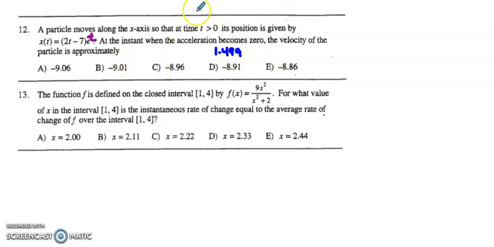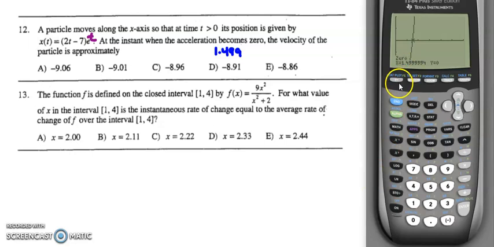Now I want to find the velocity of the particle at that time. So what I'm going to do is go back to my graph screen, and I'm going to turn on the graph of the velocity function by hitting enter when I hover over the equal sign, turn off the acceleration function, and I'm going to hit the graph key again. And this is going to show me just the graph of velocity. And I'm going to hit pause while it finishes graphing.